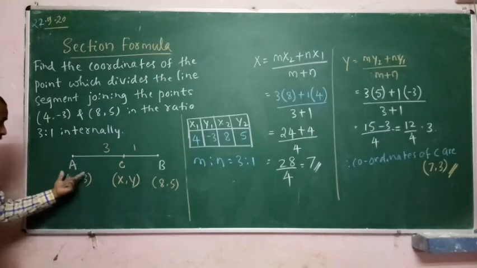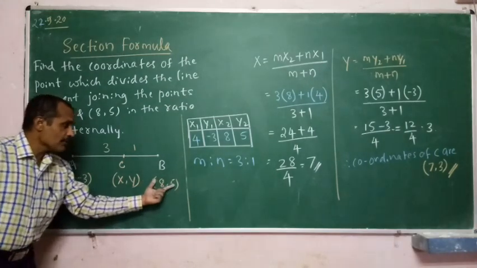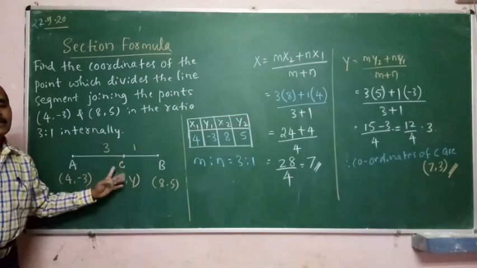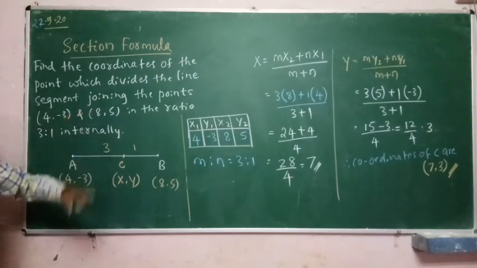In this, x1 y1 is given, x2 y2 is given, m is to n is given, and they ask you to find the value of xy. Note it down.